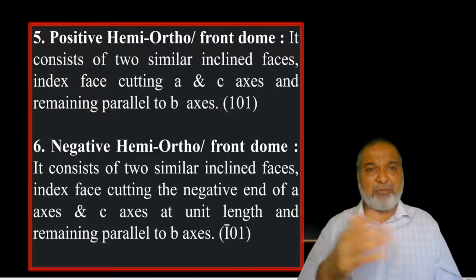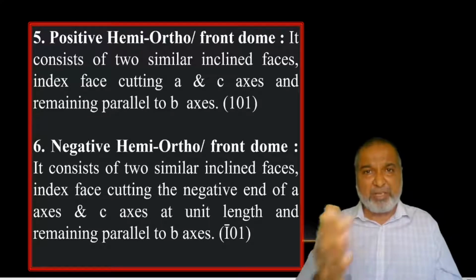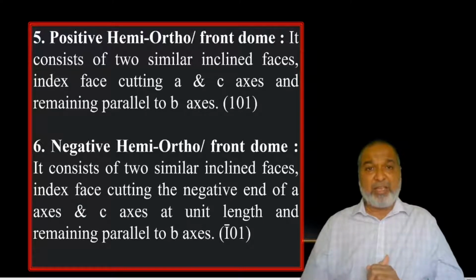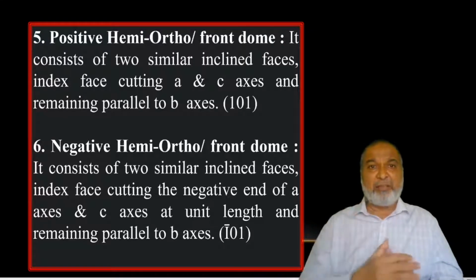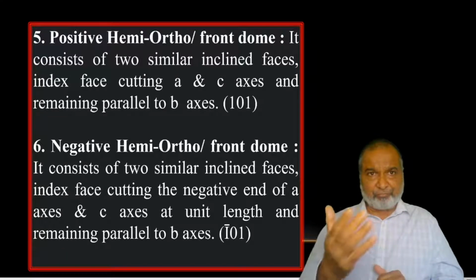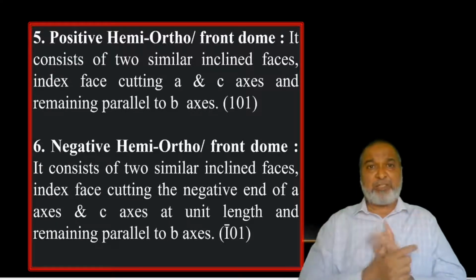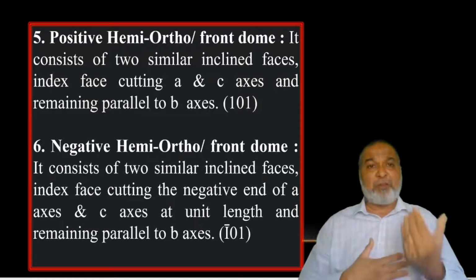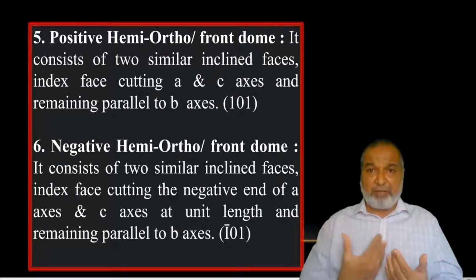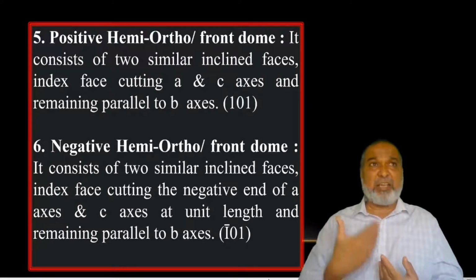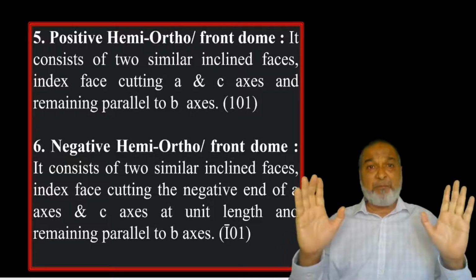Yes, front hemidome. That is the front side. So front hemidome. Here I wrote front dome, it should be front hemidome. The next one, negative hemi-orthodome or back hemidome. Whatever orthodome we have, on the front side, one face on this side and the other, the two faces in the dome, one will be positive, one will be negative. Whichever face is going to cut the negative end of the A axis, that will be called hemi-orthodome. That is the normal definition of the hemi-orthodome.